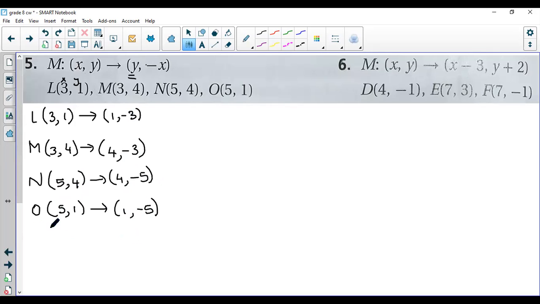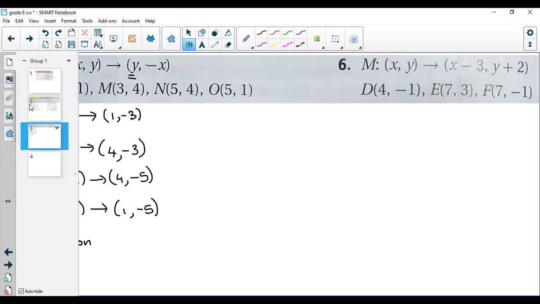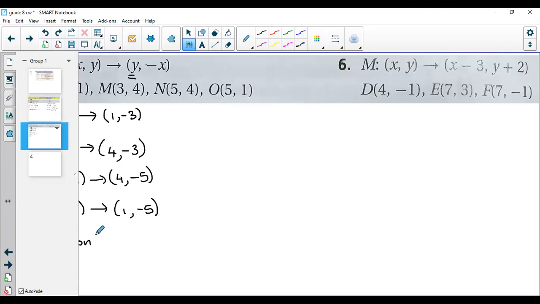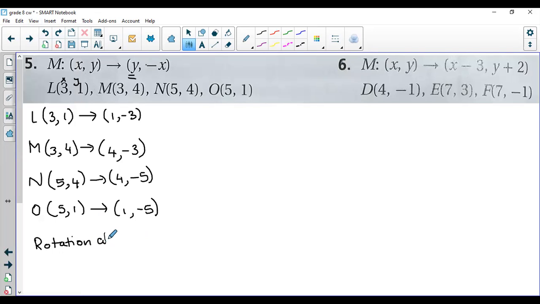So what kind of transformation is this? You have to mention the transformation, rotation. They said about 0, 0. That's the origin, or you can even say it's the origin. Rather than saying about 0, 0, you can say about origin. So transformation about origin or 0, 0. And how many degrees? It was 90 degrees clockwise.